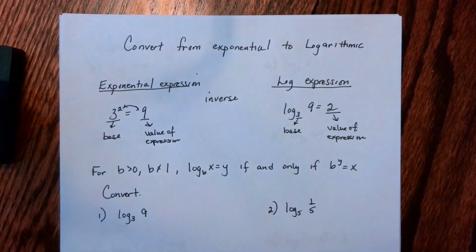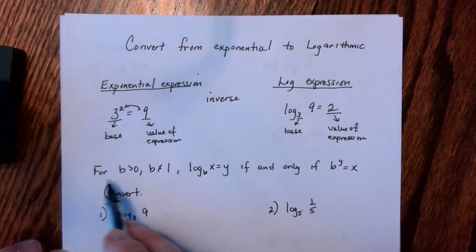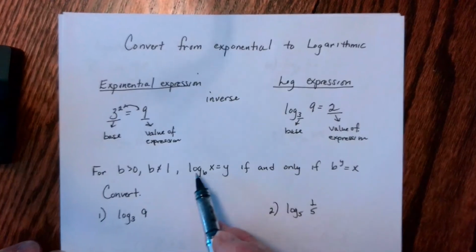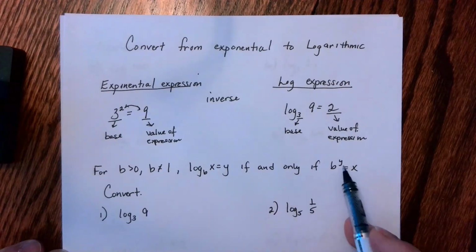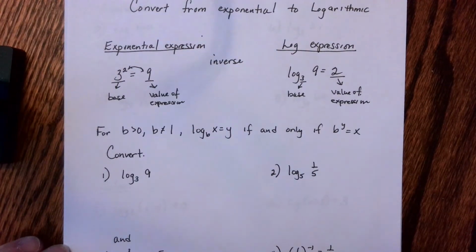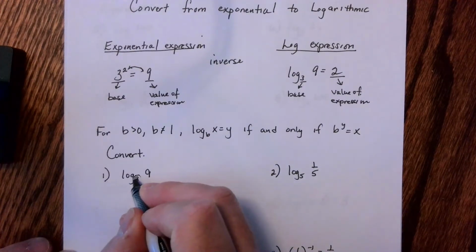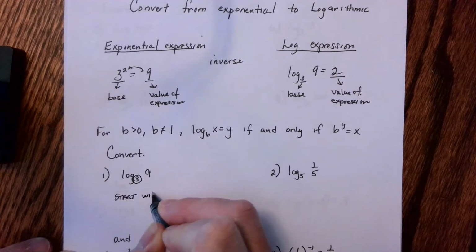That leads to the general expression for exponential and logarithmics. If my base is greater than 0 but not equal to 1, log base b of x equals y, if and only if b to the y power equals x. So let's see if we can convert back and forth. For example, we're going to convert this logarithmic expression into an exponential expression. We're always going to start with the base. So I want you to make sure you remember to start with the base.